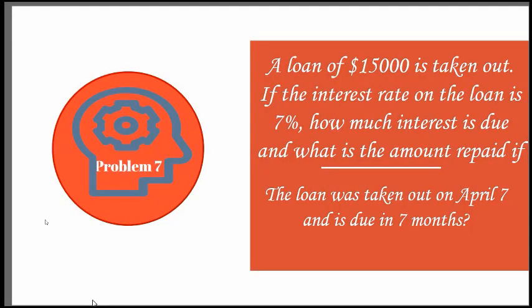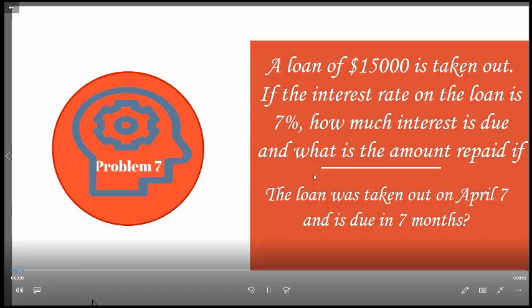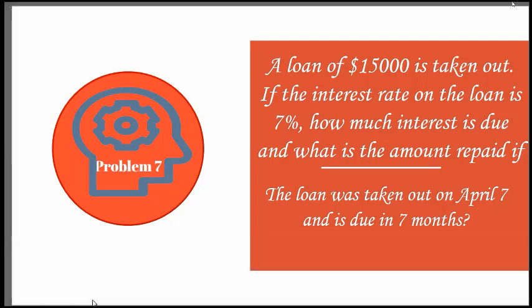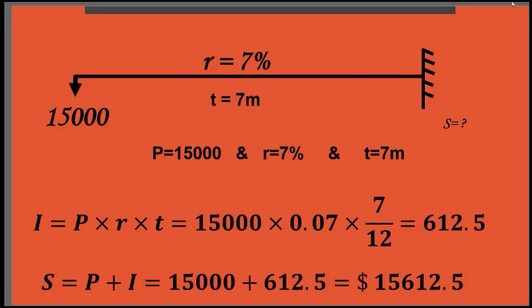Problem number 7. A loan of $15,000 is taken out. If the interest rate on the loan is 7%, how much interest is due and what's the amount rebate if the loan was taken out on April 7 and is due in 7 months? By drawing the timeline, B equal $15,000 and R equal 7%, T equal 7 months.